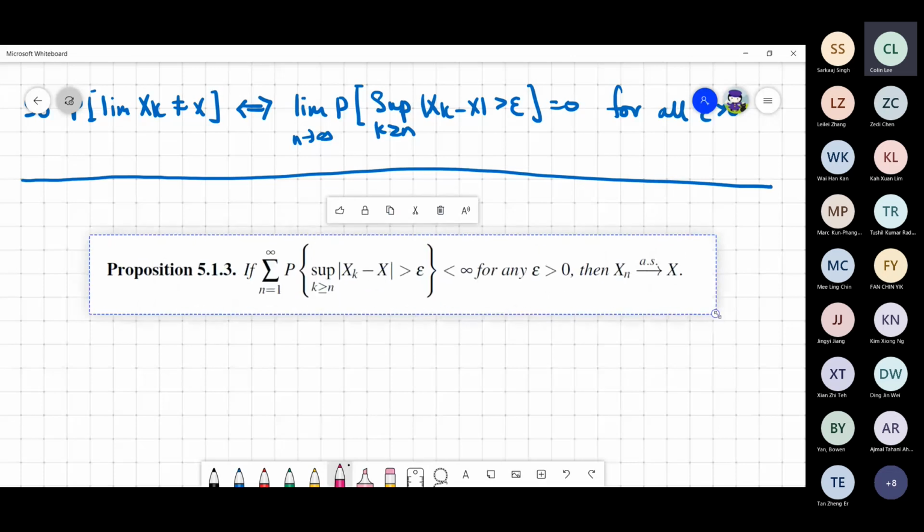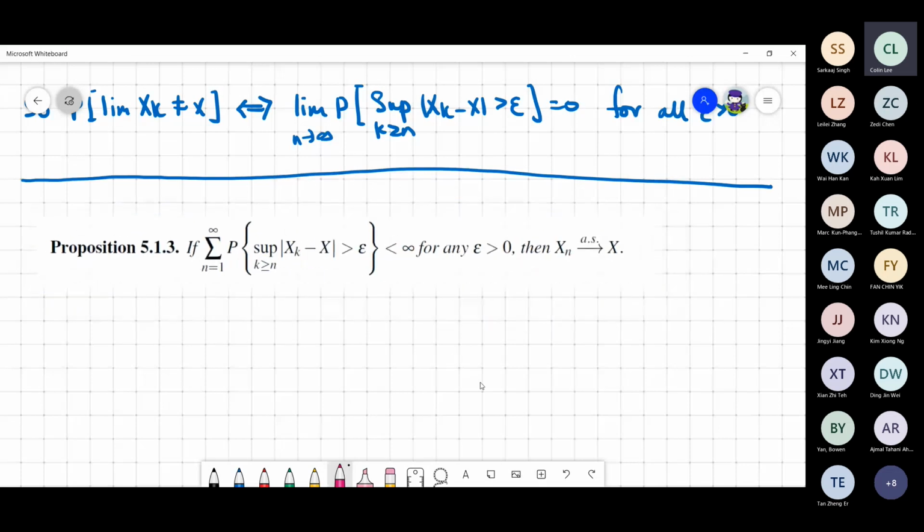Proposition 5.1.3. I think this is a better condition. Unfortunately, the statement here is if-then, which means there is only one direction, not two directions. So the reverse direction might not be true. But this is comparatively easier to use because we don't have to compute the limit. We just need to look at the summation, the series.